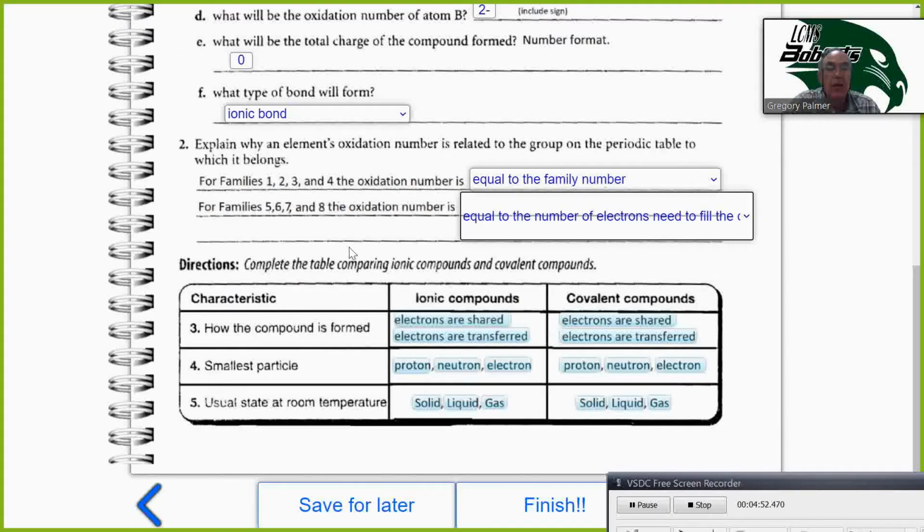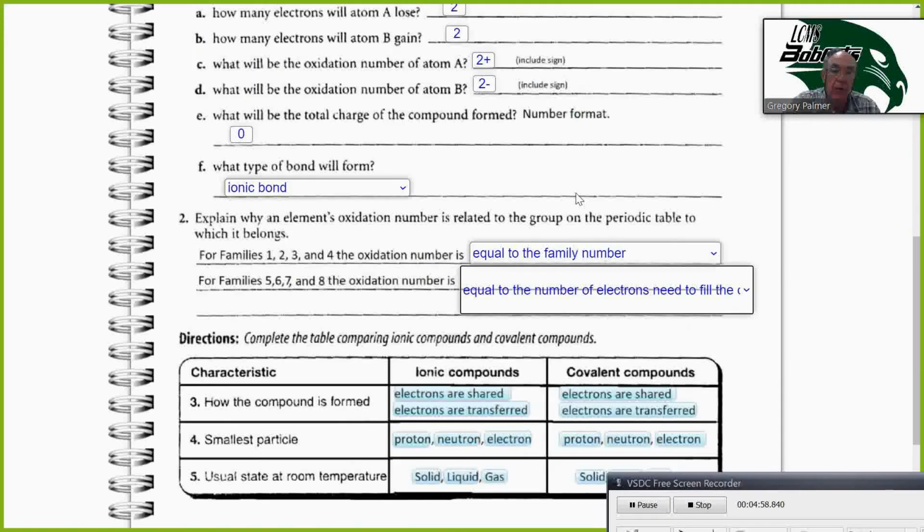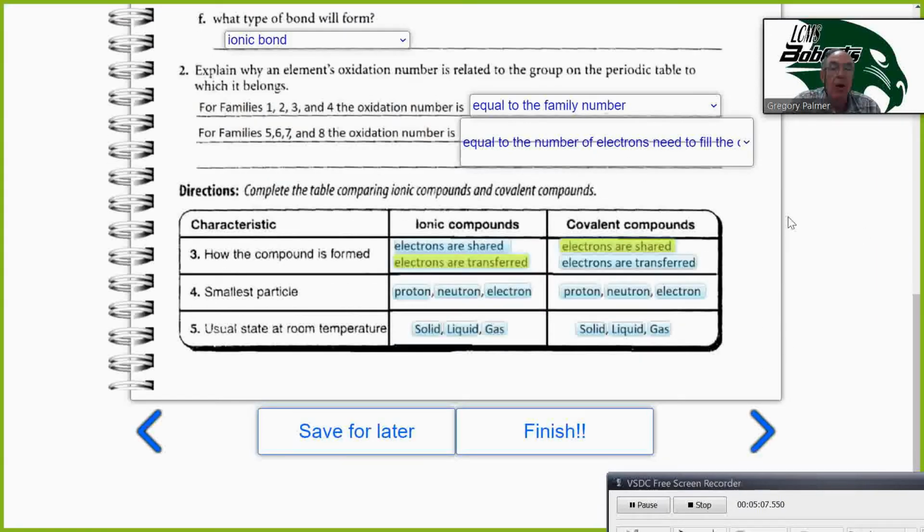Now, the characteristics of ionic compounds. How is the compound formed? Up here in an ionic compound, electrons were transferred. Co, we discussed in the notes, means to share, so electrons are shared. Now, the smallest particle involved in either of these bondings are electrons, whether they're transferring or sharing.